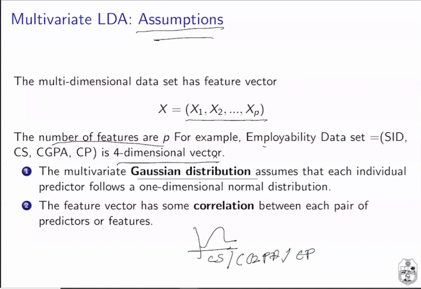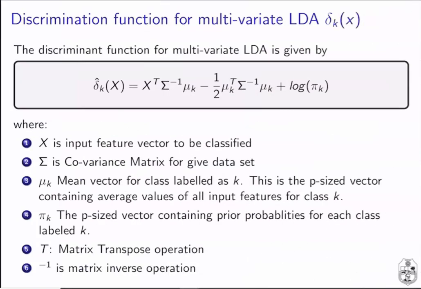The feature vector has some correlation between each pair of the predictors. It means there is a correlation present between the individual input variables. So these are the two assumptions on which the multivariate linear discriminant analysis algorithm works. Here I am giving the discriminating function for the multivariate linear discriminant analysis without any proof, and I am going to explain the meaning of each individual term in this equation.